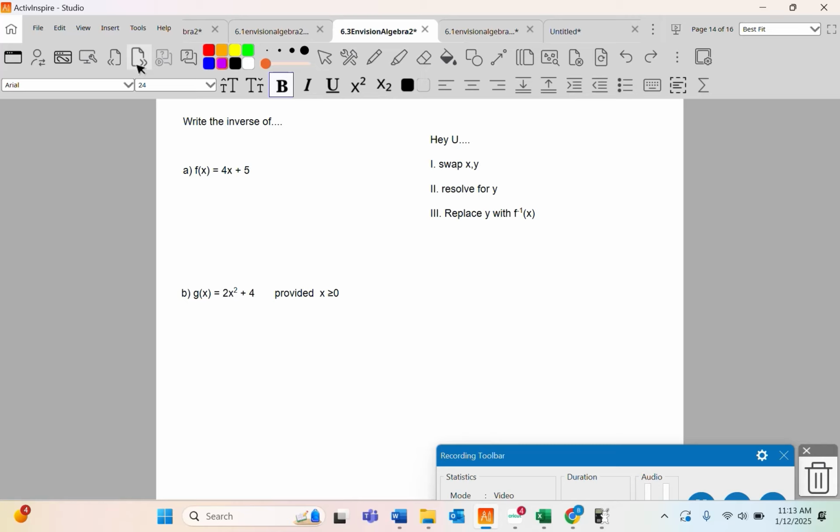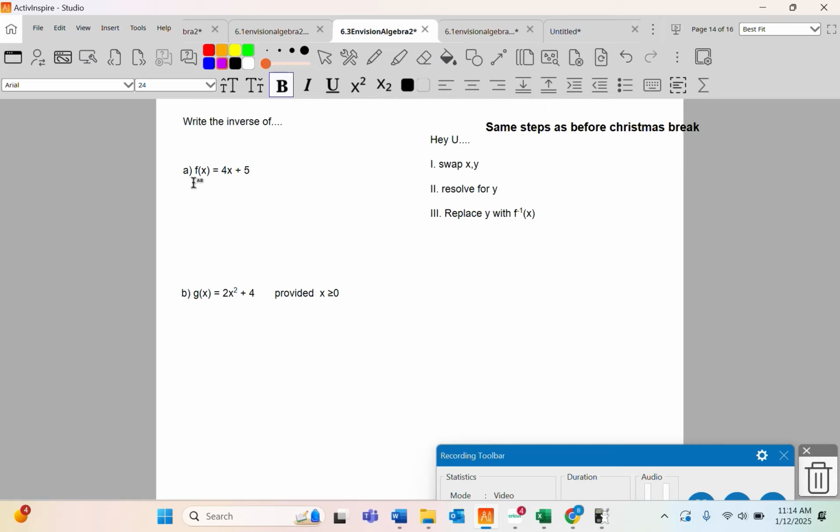All right, we are on the writing of the inverse steps. We did this in the previous unit. I don't think it went too hot. These were some of the last questions on a test you guys took before Christmas break, but these are the same steps as before Christmas break. This is how you write an inverse. You swap x and y, you resolve for y, you replace y with f of x.